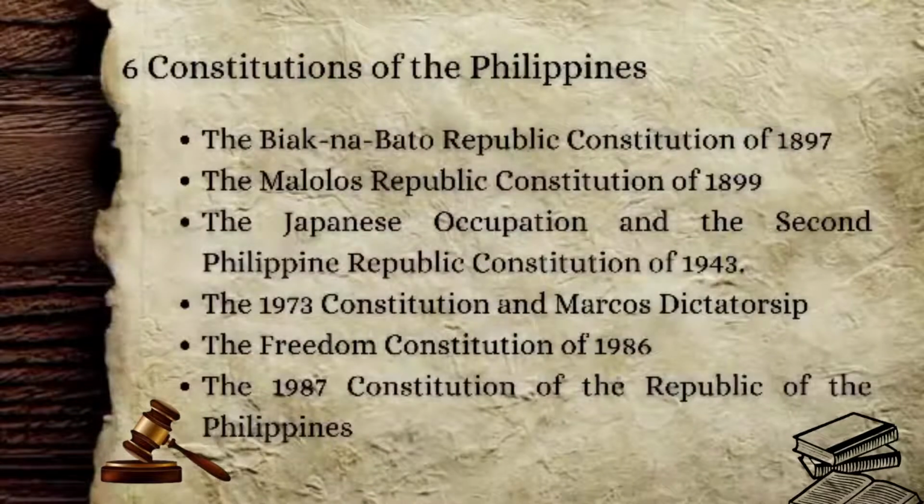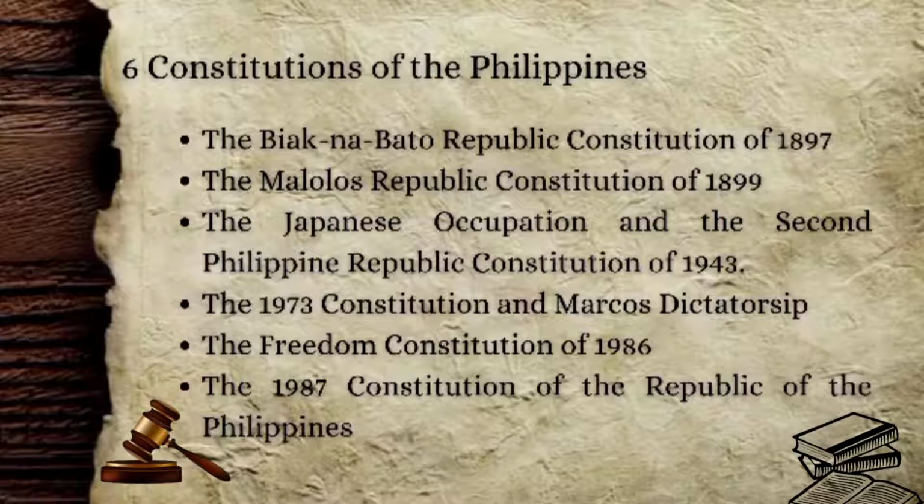There are 6 constitutions of the Philippines: the Biak na Bato Republic Constitution of 1897, the Malolos Republic Constitution of 1899, the Japanese occupation and the Second Philippine Republic Constitution of 1943, the 1973 Constitution and Marcos dictatorship, the Freedom Constitution of 1986, and lastly, the 1987 Constitution of the Republic of the Philippines.